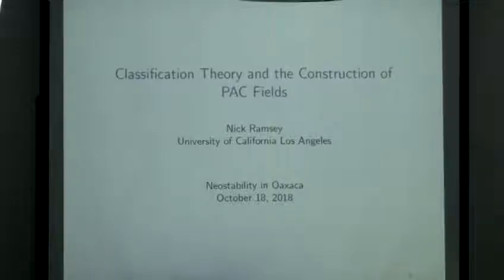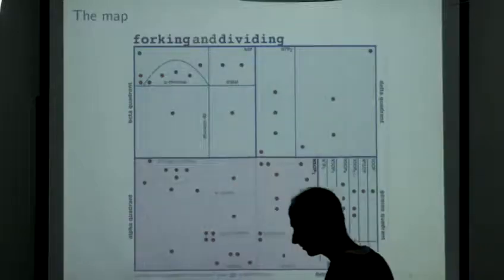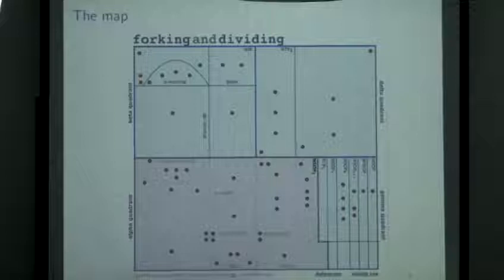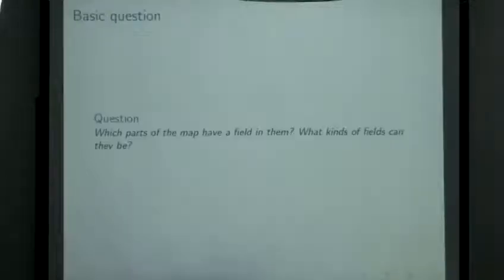So the plan is to talk about classification theory and the construction of PAC fields. Most of the time in model theory we find fields, but this talk is going to be about building them. And here's the map, Gabe's gift to the model theory community. The question that we often ask in model theory is which parts of this map have a field in them, and if it has a field in it, what kind of field can it be?